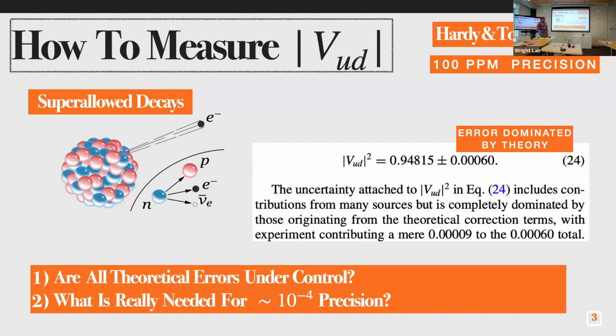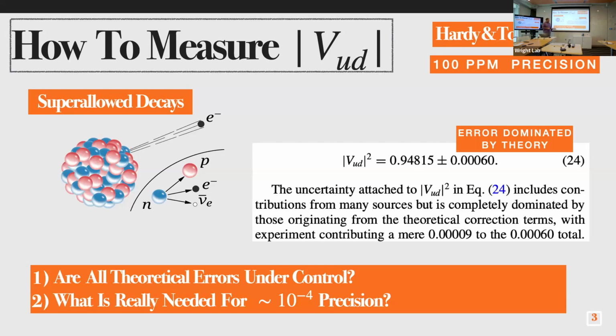And the reason why I'm showing you this is just to show you how small the uncertainty is on this quoted number of VUD. It's at the level of 6 times 10 to the negative 4. So this is either a very impressive or very insane level of precision, right? You might even be suspicious that, dealing with a nucleus, you could ever achieve this kind of theoretical control. So the basic question I want you to ask is, if we're talking about CKM unitarity, are all the theoretical errors really under control?